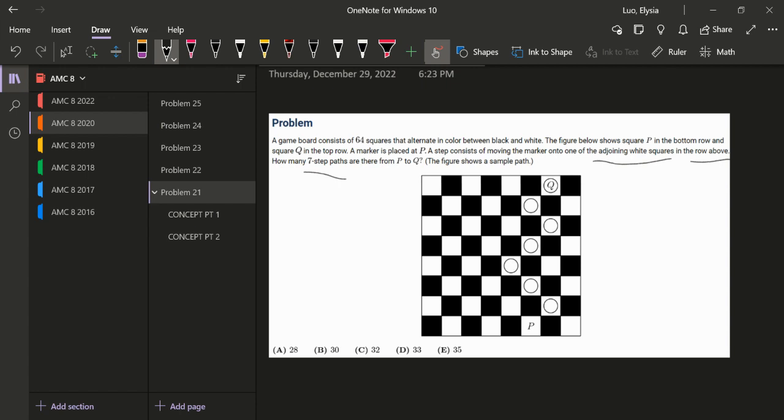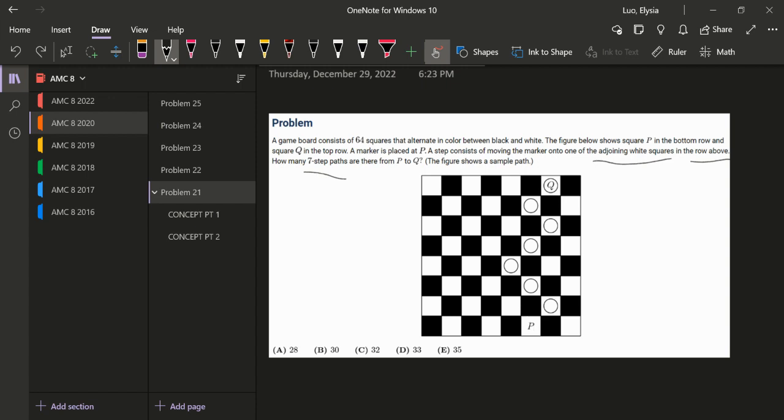If you're going to move from P, you can't go from, say, P to here directly. You can't go like that directly. You have to first move to, say, this square, and then you can move from this square to this square. But you can't move from this square to this square since they're not adjoining. You can move diagonally though, or the other way diagonally.